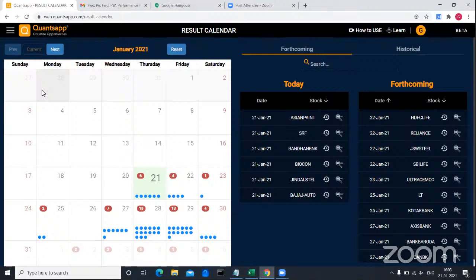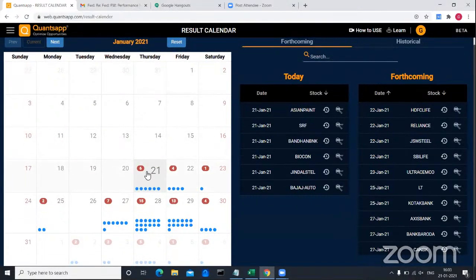If I want to know which companies are expected to announce results today, Thursday 21st January, around 6 companies are announcing results. As I mentioned, all are in derivatives: Asian Paint, SRF, Bandhan Bank, Biocon, Jindal, Bajaj Auto. These are the companies announcing results today.